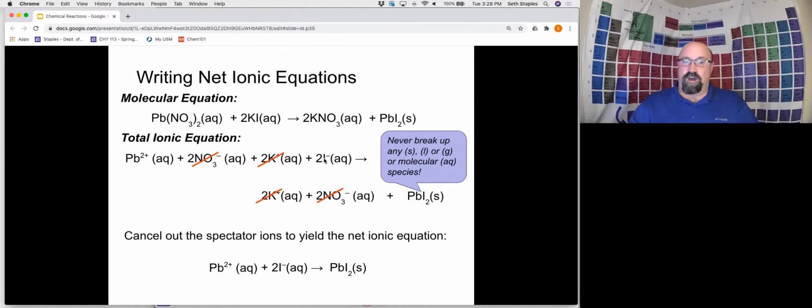Potassium brought the iodide ion along to the party. And then the potassium and the nitrate, they stuck around. They didn't do anything. They were just spectating. They were just watching. They didn't participate in the reaction, but they were still there. Those are our spectator ions.